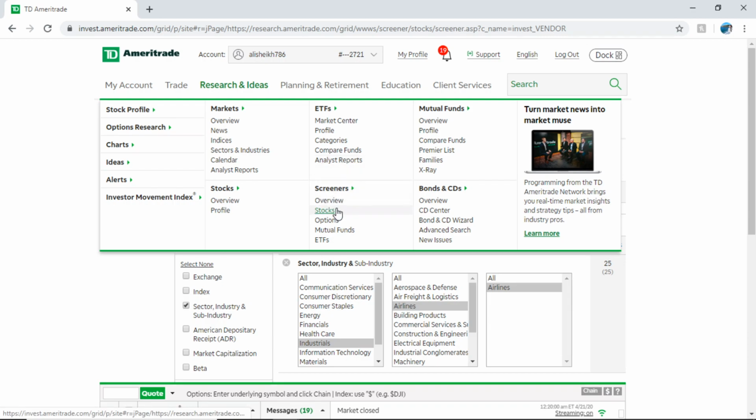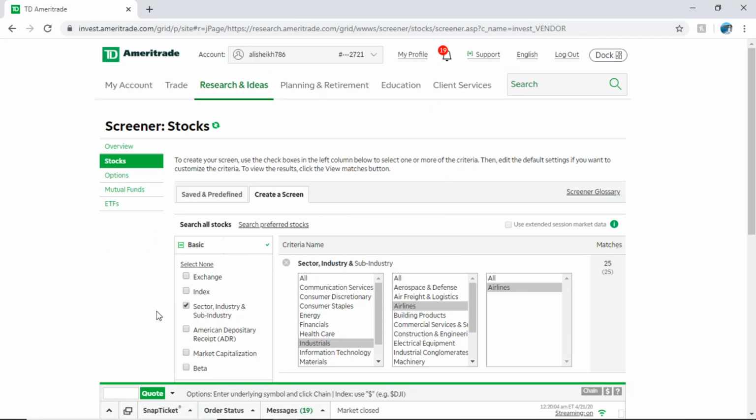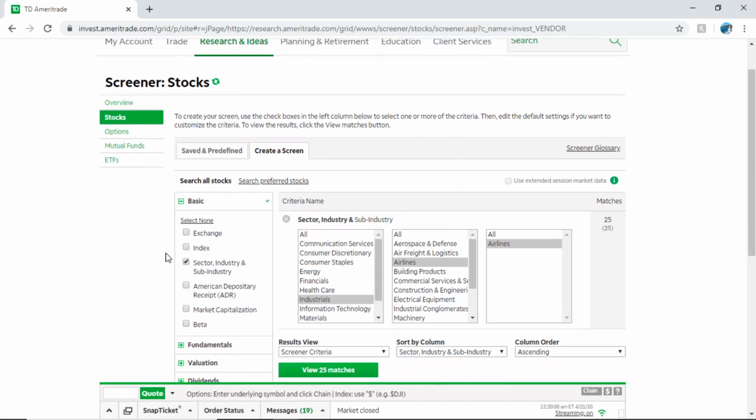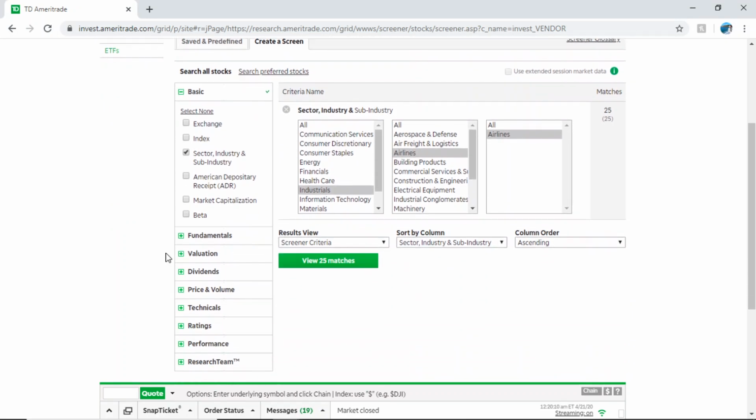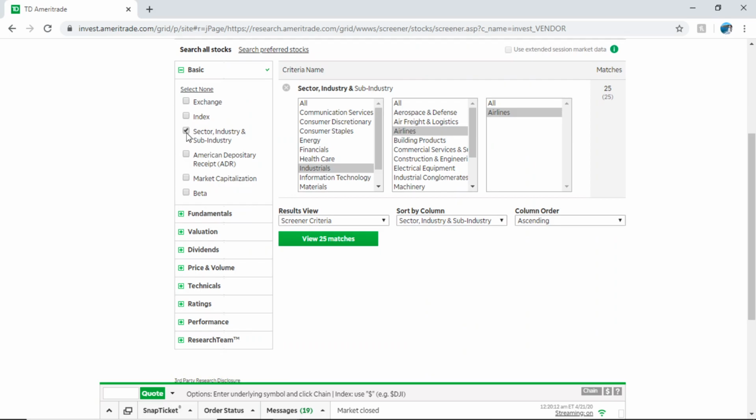Because I'm going to look at airline stocks, I'm going to click on stocks and it brings me to this page. I'm going to create a screen, and I'm interested in the airline industry. So when I click on sector, airlines are part of industrials, and then I click on airlines, and it gives me 25 airlines available. So there are many other criteria that you can screen based upon.